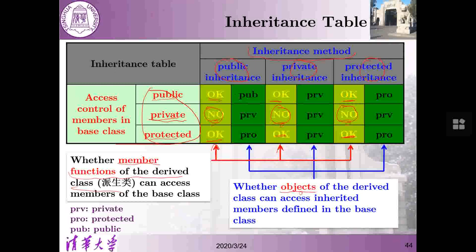For public inheritance, all the access control keeps unchanged. If we do private inheritance, all the base members become private. So in this case, we cannot access them, right? Because it is private. If we have protected inheritance, still we cannot access them because they are protected and private. Protected is similar to private if we access from objects, right? So we still cannot access these members.